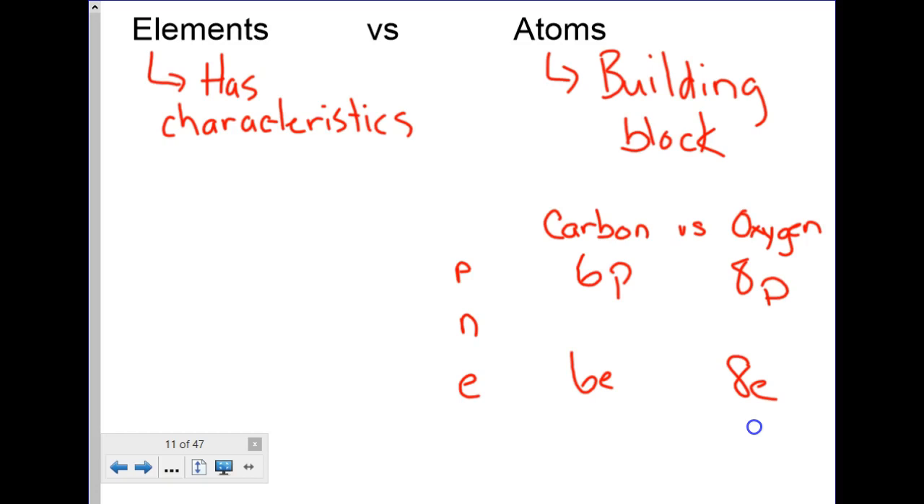Carbon has 6 positive charges and 6 negative charges. Oxygen has 8 positive charges, 8 negative charges. We also have neutrons, which are neutral. They have no charge, but they do have mass. What is the atomic mass of carbon? 12.01. All right, so 12.01, round that to the nearest whole number. 12 minus the number of protons, which is 6, gives carbon 6 neutrons.